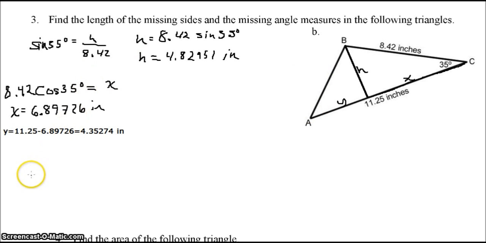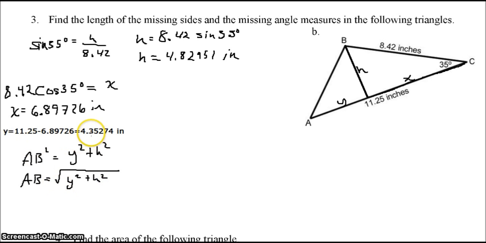Okay, so now we can find AB with the Pythagorean theorem. AB squared will equal y squared plus h squared, which means AB will equal the square root of y squared plus h squared. Y is again 4.35 and h is 4.82. So AB is about 6.5 inches.